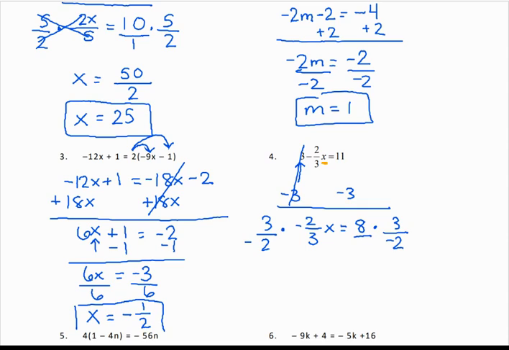I'm going to make that 8/1. On the left, the 2's and 3's cancel. I'm left with x. And on the right, we just multiply across. 8 times 3 is 24. And 1 times negative 2 is negative 2. And now we can reduce that. 24 divided by negative 2 makes negative 12.